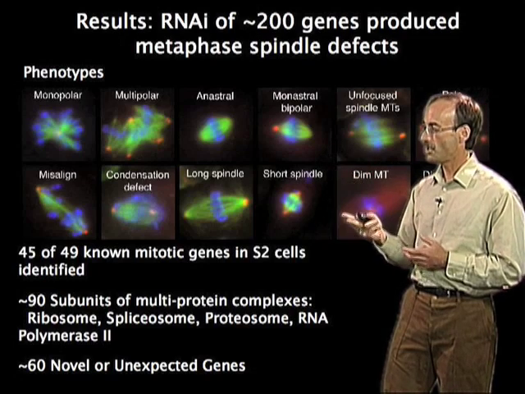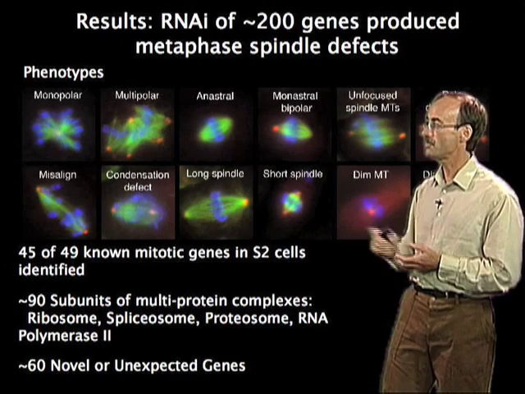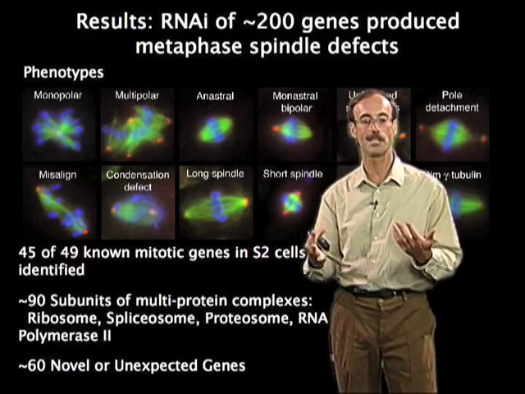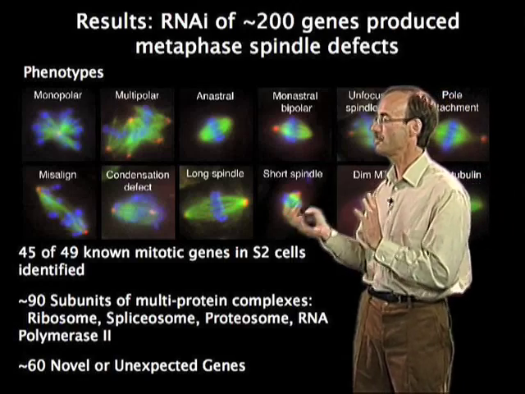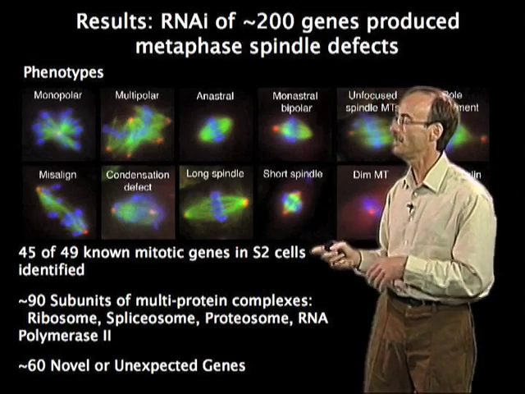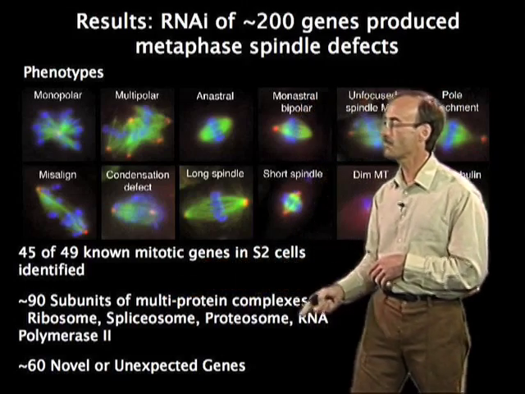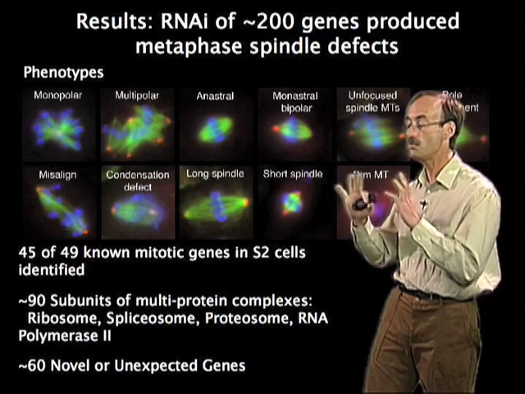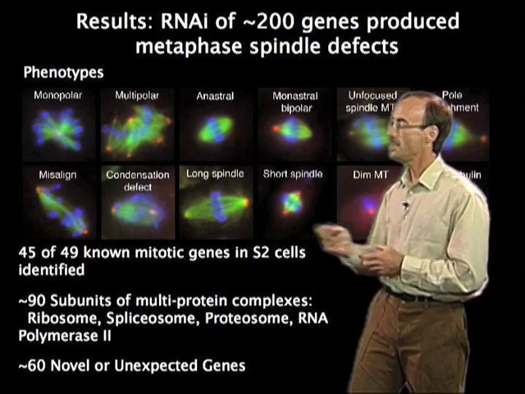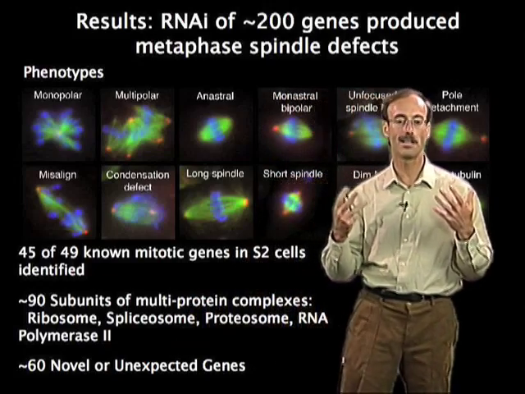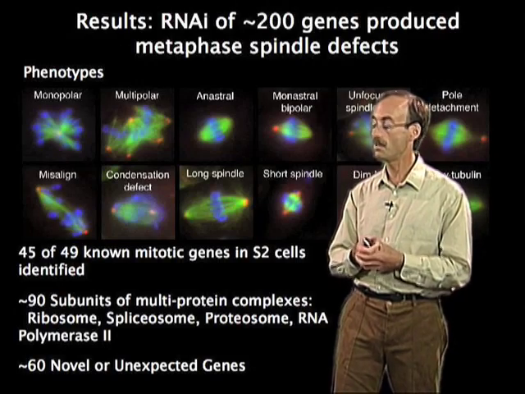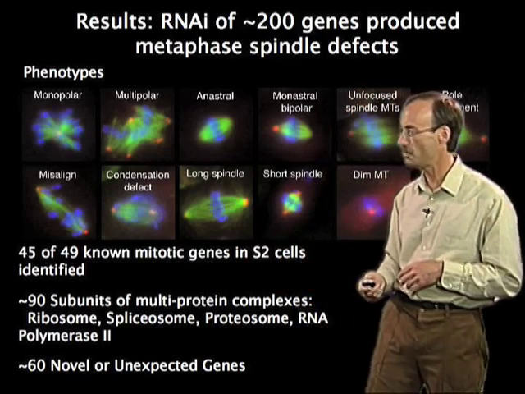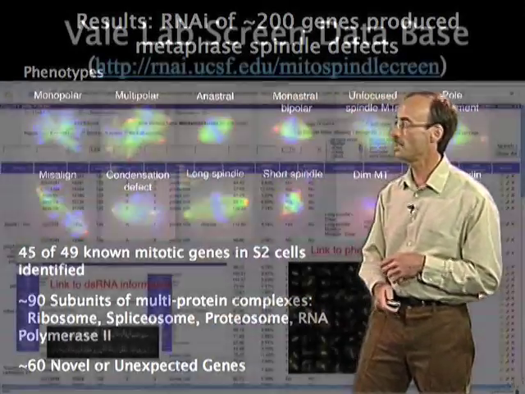In addition to those 49 known genes, of this list, many of the genes that gave spindle defects are components of multi-subunit complexes like ribosomes, spliceosomes, proteasome, RNA polymerase. Interestingly, actually, the knockdown of these different large protein complexes produced quite interesting and, in fact, unique spindle phenotypes from one another. In addition, we found about 60 knockdowns of unknown or unexpected genes that were previously not known to have any role in the mitotic spindle. And this is the list that we spent a lot of time investigating.